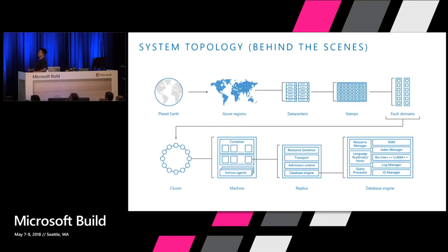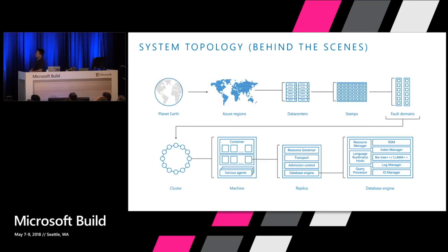What does this look like behind the scenes? Behind the scenes, this is a globally distributed database, and we like to start with Planet Earth. In Planet Earth, we have roughly 40 Azure regions today. It keeps growing day by day, and I've lost track personally. But we have a ton of Azure regions, and in these Azure regions, we build data centers.